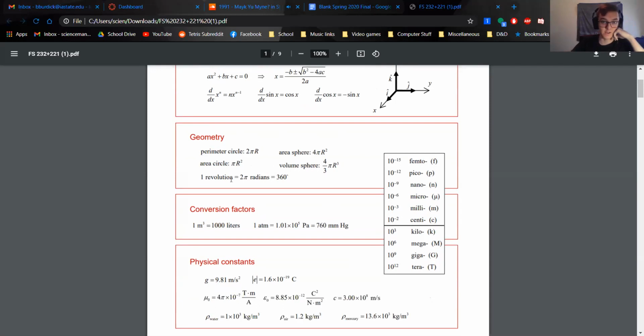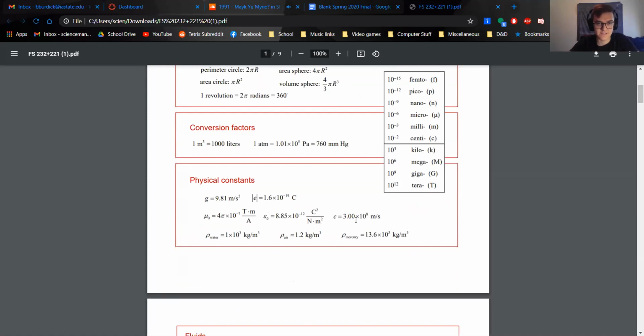That's given to you. And also, this is surprisingly useful, especially when they give you questions involving things orbiting in magnetic fields. If you ever are asked about that, this is a surprisingly useful identity. So just remember this: 1 revolution is equal to 2 pi radians. Very useful, surprisingly useful. I wouldn't say very useful.